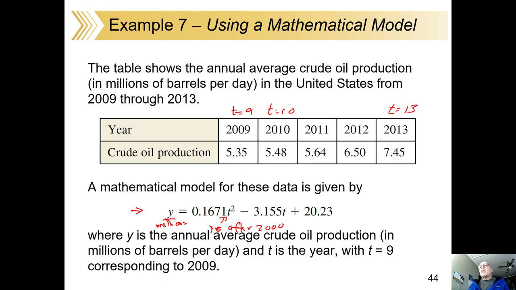All that does really is just make it easier to work with the numbers. You could just as easily use 2009, 2010, and so on. Just as you could use 5,350,000, the crude oil production for the first one, and so on. But narrowing it down to smaller numbers makes it much easier to work with.